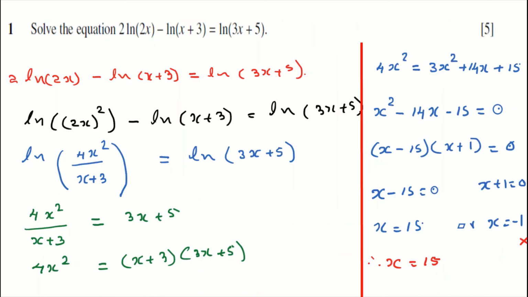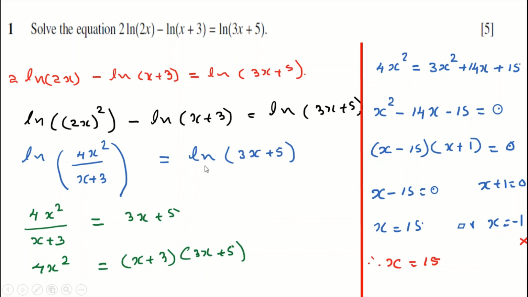Let's solve another equation: 2 ln 2x minus ln (x plus 3) is equal to ln (3x plus 5). First of all, we will take this 2 inside the ln. So ln (2x) squared minus ln (x plus 3) equals ln (3x plus 5). Ln minus means division, so we can write the left hand side as ln of 4x squared divided by x plus 3. This is equal to ln (3x plus 5).